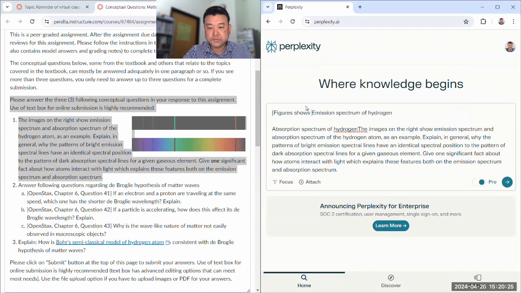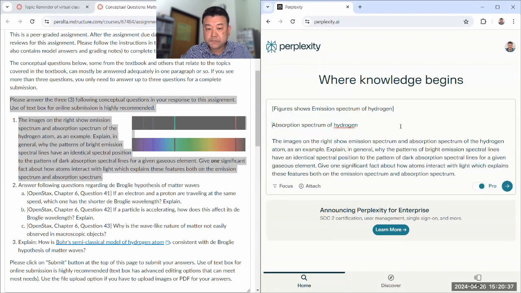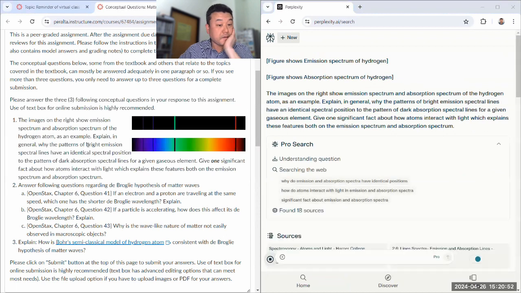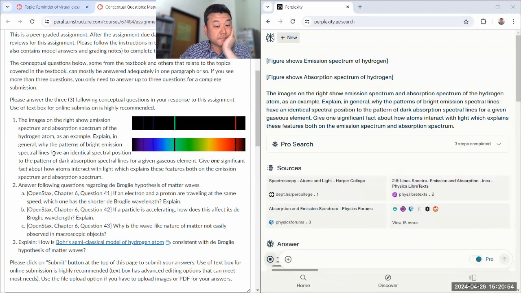Figure shows. Oh, and then there's one more figure. Figure shows an emission spectrum and absorption spectrum. The images on the right show. Yeah. Okay. All right. Explain generally the quantized energy levels in the hydrogen atom. That should be it.